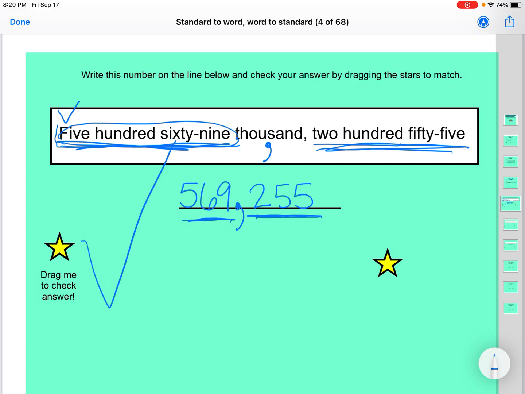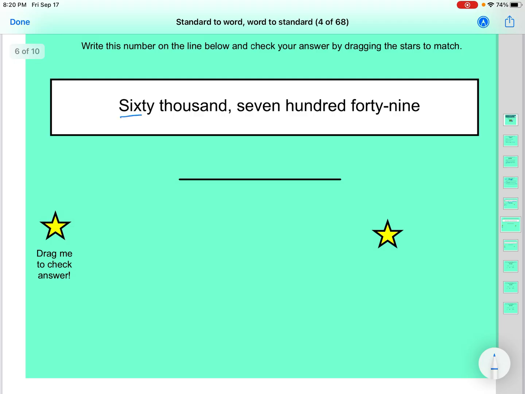Let's try another one. Again, stop when you get to the word 1,000. When you get to that word 1,000, put a comma. Here we go. 60,000. So let's write it. How do you write 60 and then put your comma for 1,000? 60,000. Okay. Well, the first half is already done. So let's do the second portion. 749. 700, so 7 in the hundreds place, 49. 49 is a 4 and a 9.